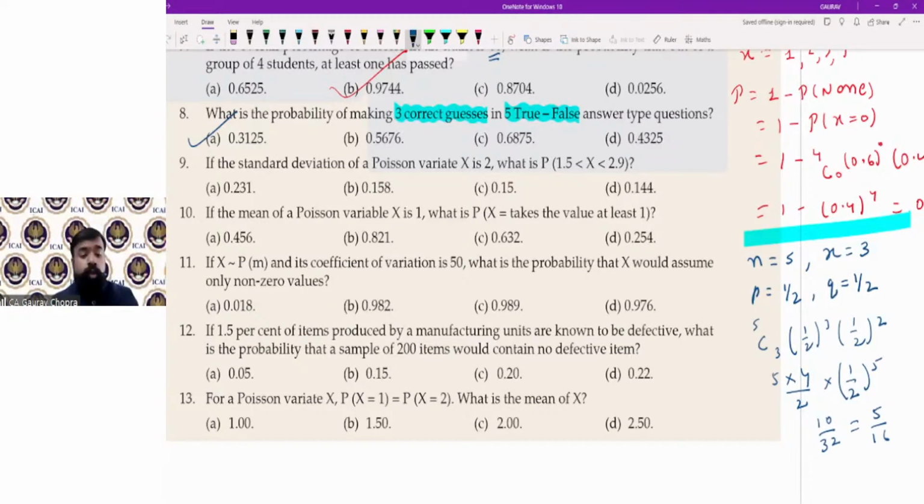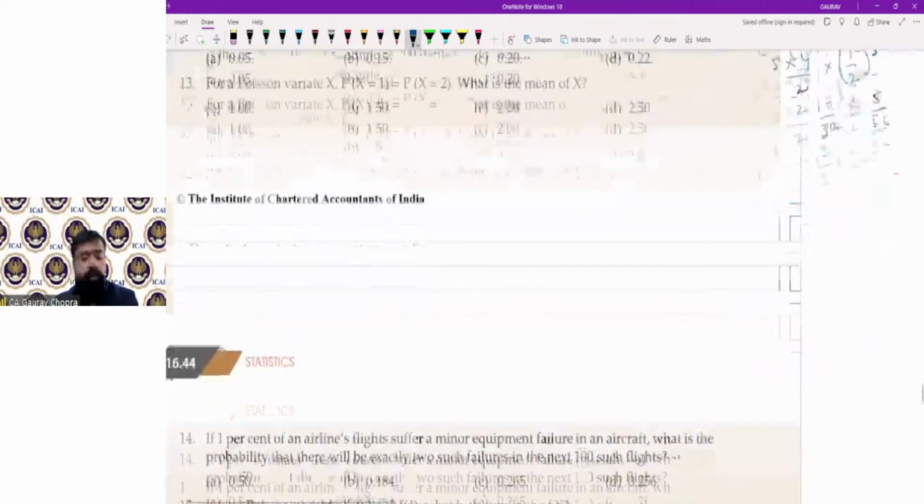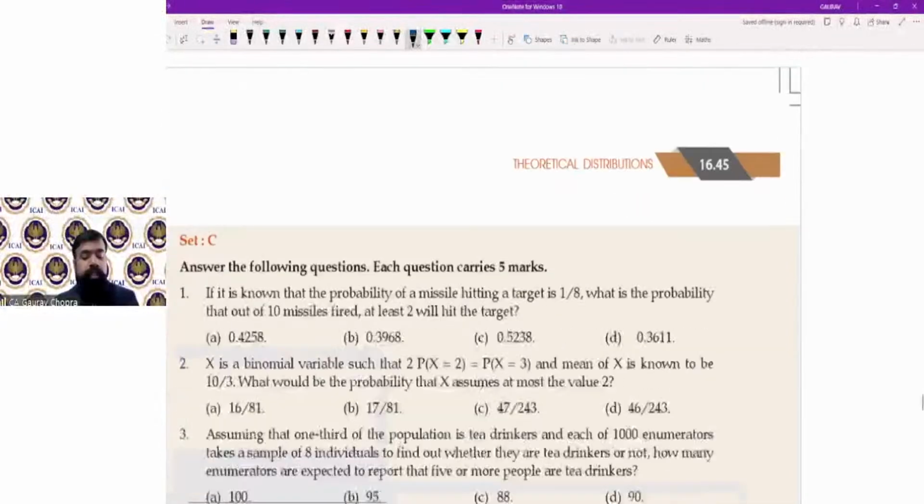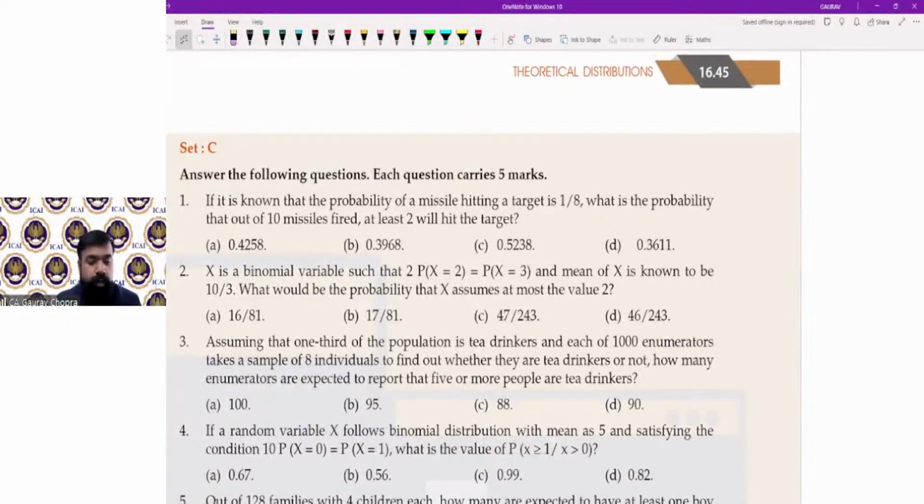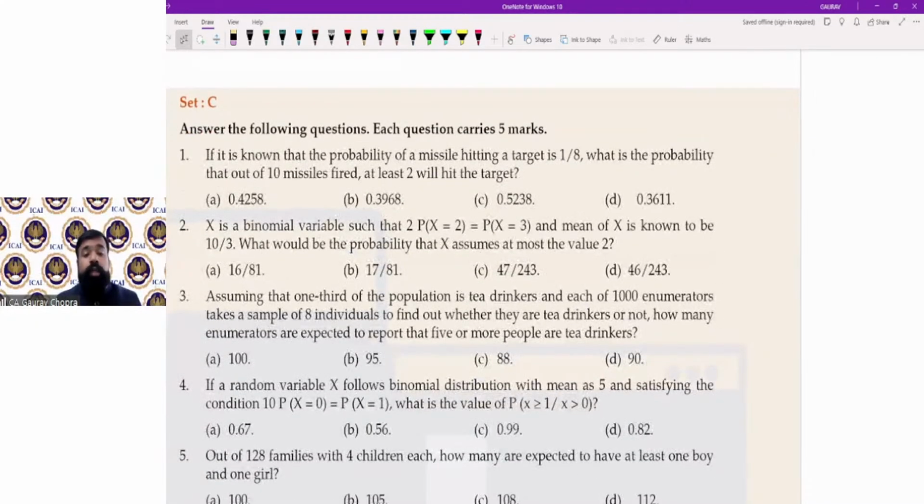So from set B also, we have covered all the questions. Now let's take some questions from set C also. The first one. If it is known that the probability of a missile hitting the target is 1 by 8, what is the probability that out of 10 missiles fired, at least 2 will hit the target? So the probability of hitting is 1 by 8, so probability of not hitting becomes 7 by 8.